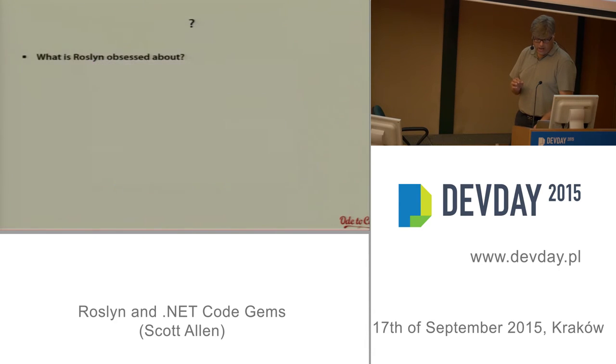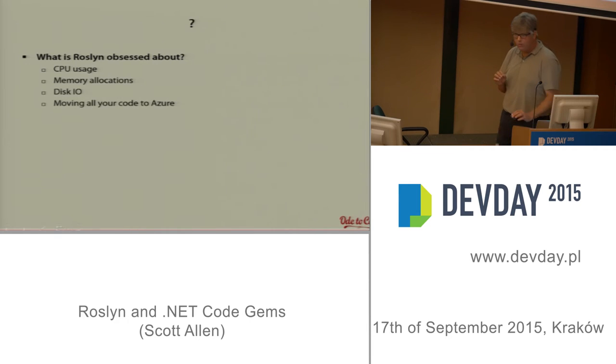And specifically, I started wondering, what aspect of performance is Roslyn concerned with? Is it using CPU? Is it memory allocations? Is it disk I/O?